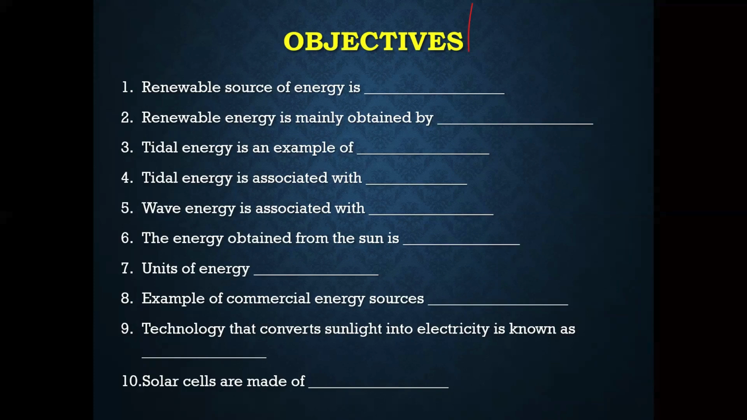Now this point: the technology that converts sunlight into electricity. I have already told you, when we were studying solar PV panels, photovoltaic. Someone answered from KPSC 2024. So it is the photovoltaic effect. And solar cells are made of silicon. Yes, it is a semiconductor material. It is made out of pure silicon, germanium and many other materials, but mostly it is made out of silicon. So this is about lecture number 1.